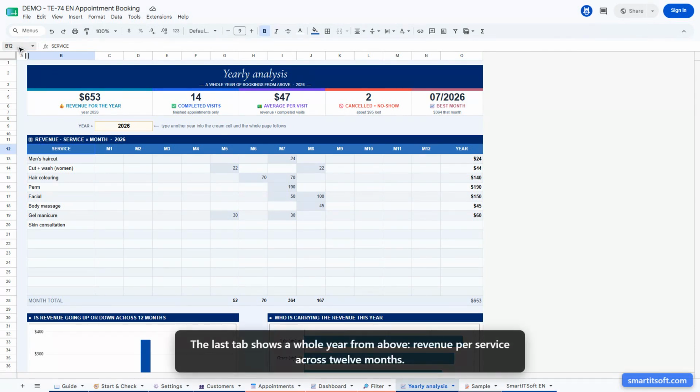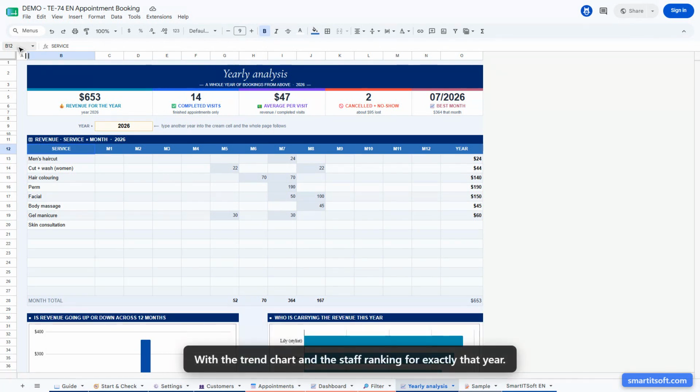The last tab shows a whole year from above, revenue per service across 12 months. With the trend chart and the staff ranking for exactly that year.